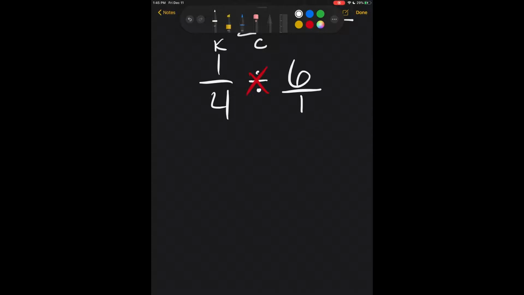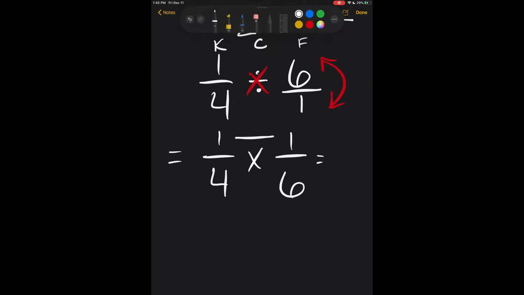In this case, it was 6, right? So it was 6 over 1, and it flips and will become 1 over 6. So my problem now becomes 1/4 times 1/6. And then we can solve that.